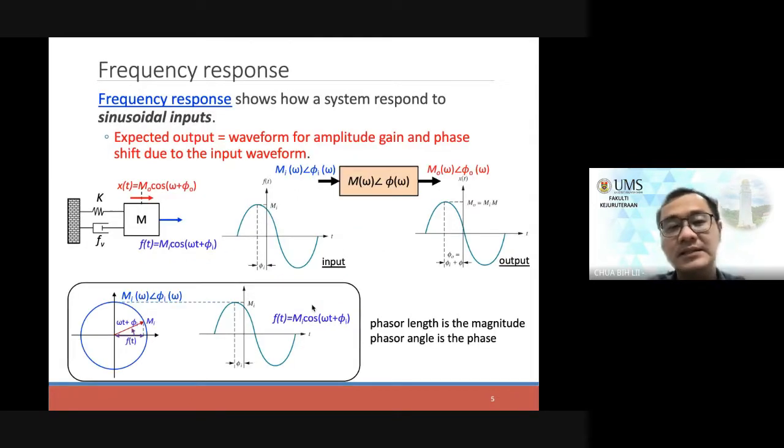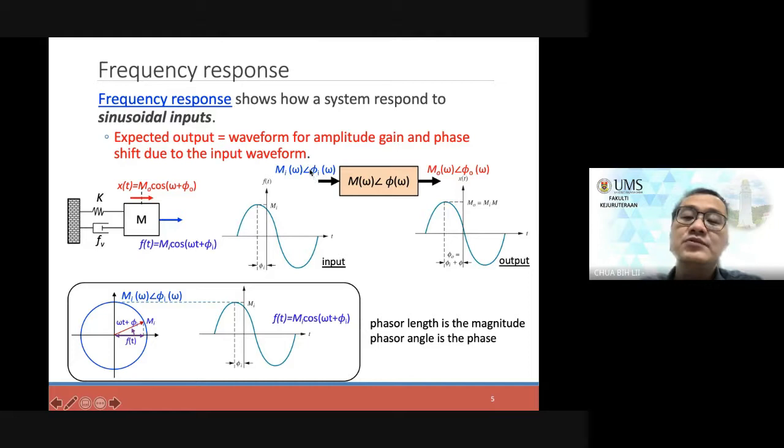So here is the frequency response, which shows how a system responds to a sinusoidal input. Typically when we deal with frequency or sinusoidal input, we always deal with the so-called polar form. If we have this spring mass system and plot it out, with an input that does not start from zero but is shifted by phi I, we would write the maximum magnitude M with a phasor, phi input, phi I. We write it in this form.